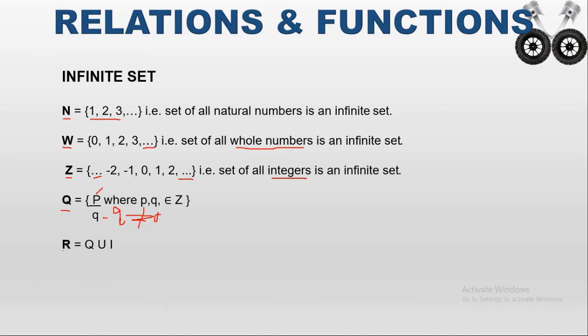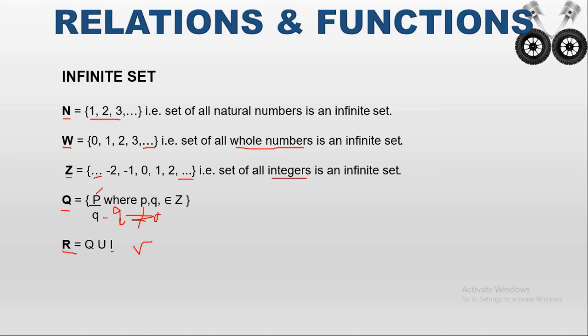Then R is the real numbers. Real numbers mean Q union I. What is meant by union? It means the real numbers have the combination of rational numbers as well as irrational numbers, where I represents the irrational numbers. So the real numbers contain both rational numbers as well as irrational numbers. What is an irrational number? A number which is represented in square root. That is the irrational number.